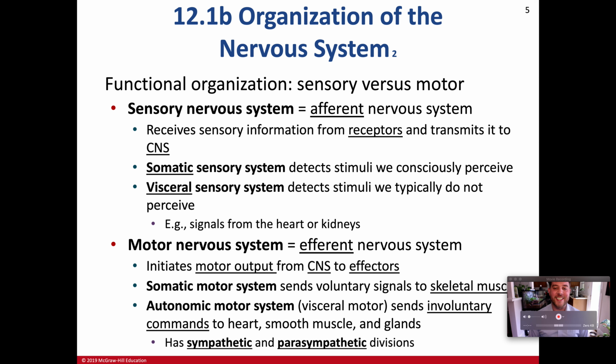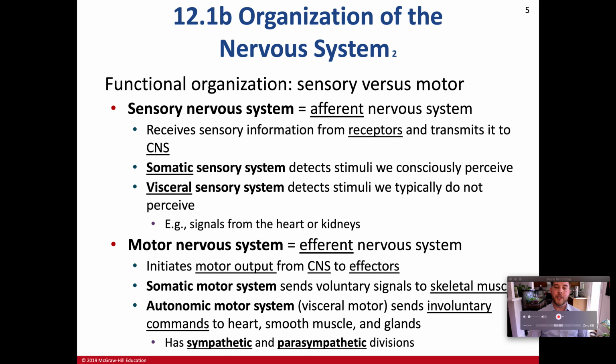The visceral sensory system detects stimuli we typically do not perceive. If you remember, visceral means organs. So this is going to be things like the chemical concentrations in your blood, signals from the heart and the kidneys, whether there needs to be any kind of change in vessel dilation or vessel constriction, and stretching of smooth muscle. That will all be part of your visceral sensory system.